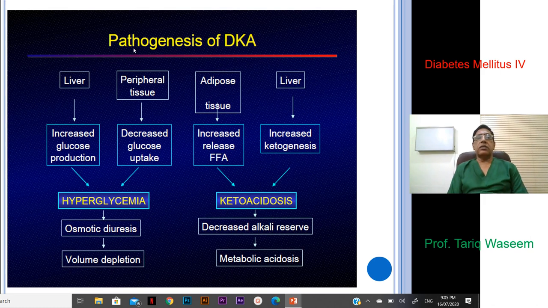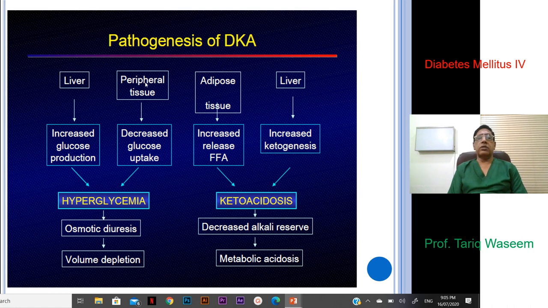The pathogenesis is multifactorial. The liver has a major role to play. On one hand, there is increased glucose production, gluconeogenesis, and this contributes to hyperglycemia. And this hyperglycemia leads on to hyperosmolarity, and the hyperosmolarity would lead on to osmotic diuresis, and of course this patient would become volume depleted. So one component is gluconeogenesis with hyperglycemia, osmotic diuresis, and volume depletion.